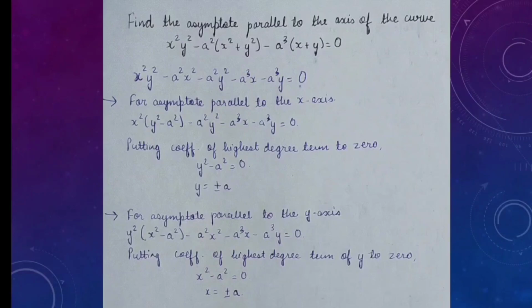as the asymptotes parallel to the x-axis. And for asymptotes parallel to the y-axis, the coefficient of the highest degree term of y is x square minus a square. So putting this coefficient equal to 0, we get x is equal to plus minus a, and this is the asymptote parallel to the y-axis.